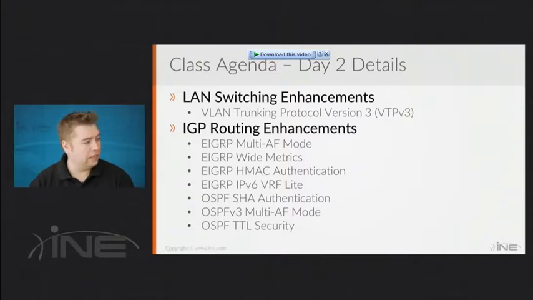Then also in the case of EIGRP, we also have IPv6 VRF Lite. So this means that you can now use EIGRP as your CE customer edge to PE provider edge routing protocol if you have an MPLS layer 3 VPN and you're trying to run 6VPE, which is IPv6 over an IPv4 MPLS transport. And we'll talk about that in more detail later, what exactly that means.